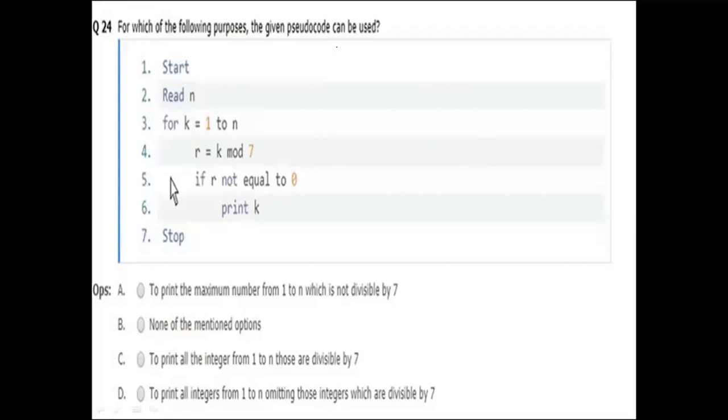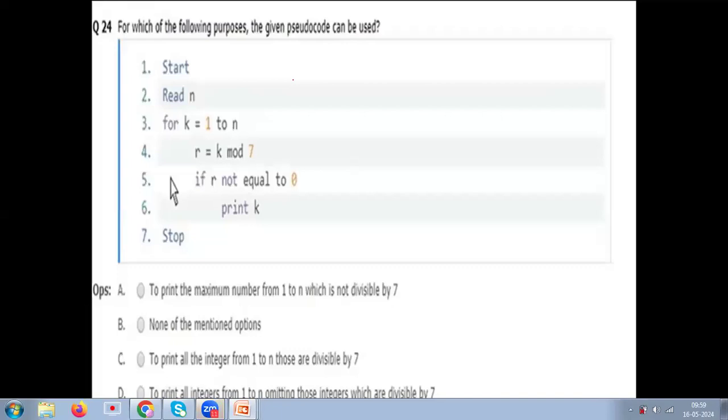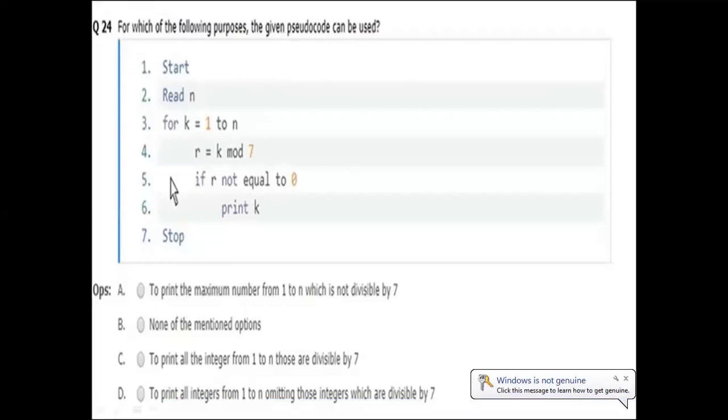Okay. For any value of n, they are taking read n, correct? When we see read n, we have to check the top line: have they given any value for that? No, they have not given. That means you can take any value from your own side. Then I'm running the loop k equal to 1 to n.